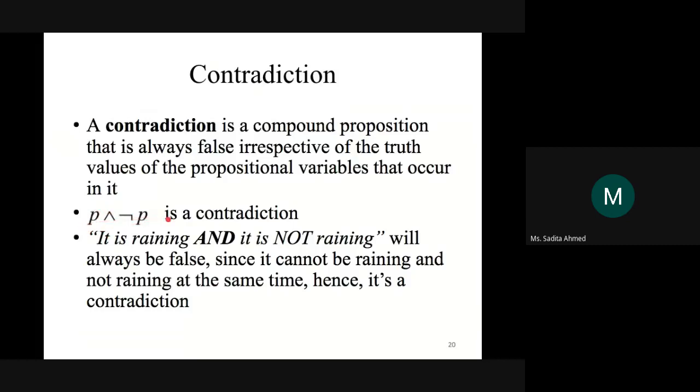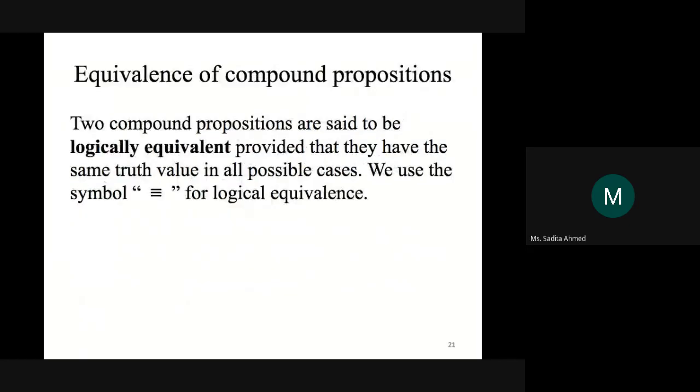Okay, so P and not P, as you see, regardless of the truth value of P, and correspondingly whatever the truth value of not P is, the result of P and not P will always be false, and that is a contradiction. That is an example of a compound proposition which is a contradiction, always having a truth value of false.